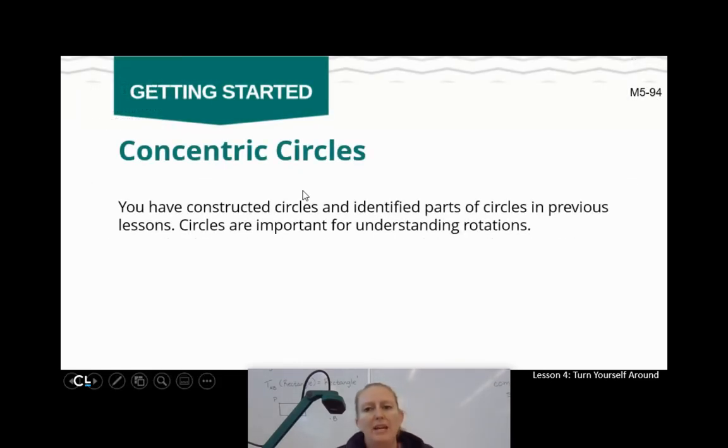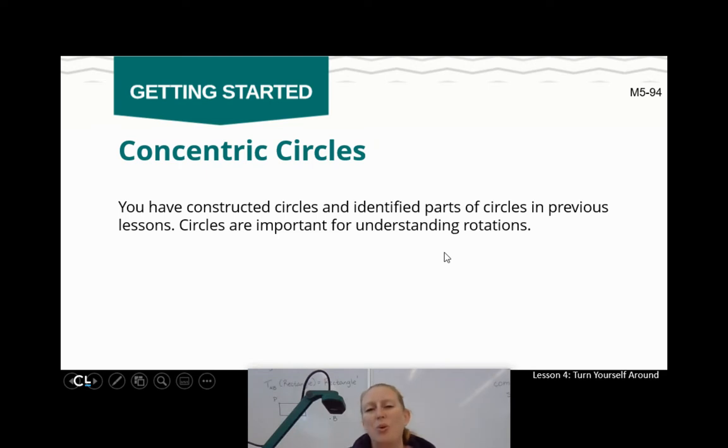So if you flip over to page 94, I should warn you, today you are going to want a compass, and more than a straight edge, you're actually going to want a protractor today. I'm just giving you a heads up. You'll be grateful you have one. So you've constructed circles and identified parts of circles in previous lessons. You know what a circle is. In fact, you can just take your compass and spin it all the way around and make yourself a nice little circle.